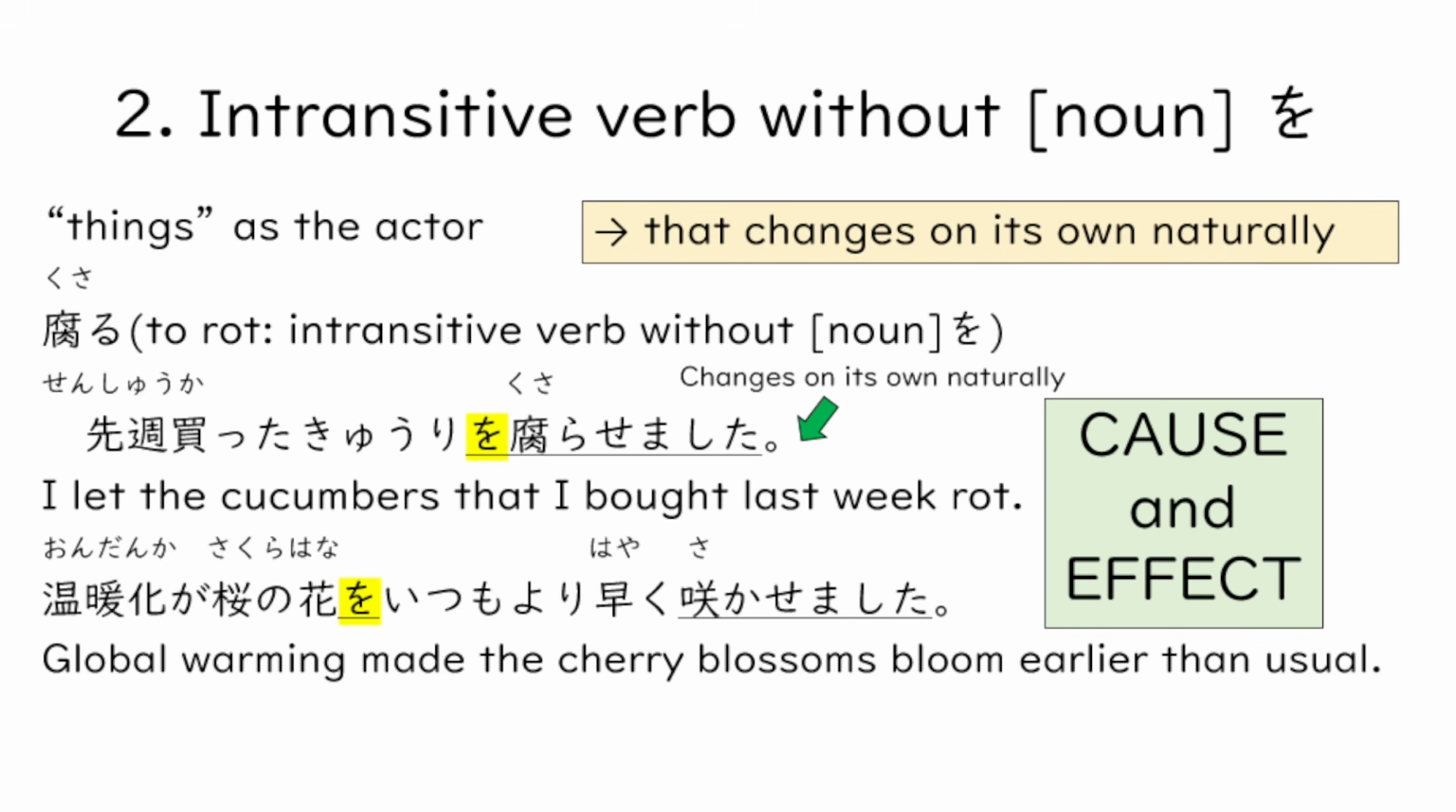So objects can be the actor in a causative sentence when the change they undergo is a natural one. In these cases, it often helps to think of the causative form as describing a cause and effect relationship rather than someone intentionally making something happen.